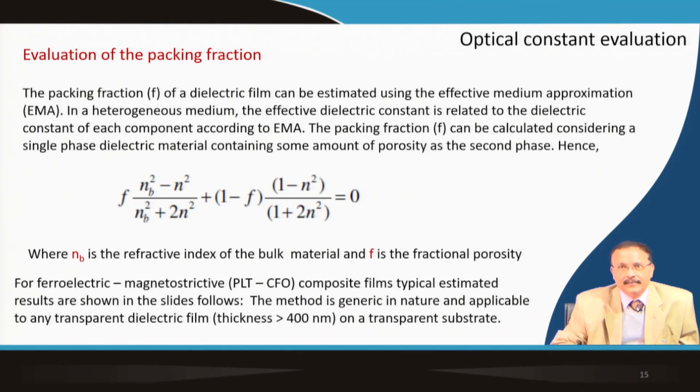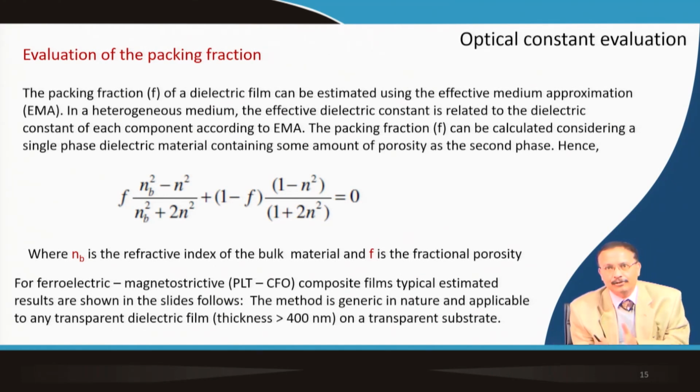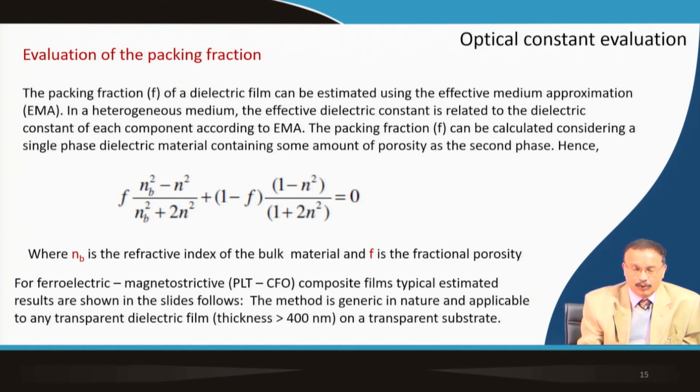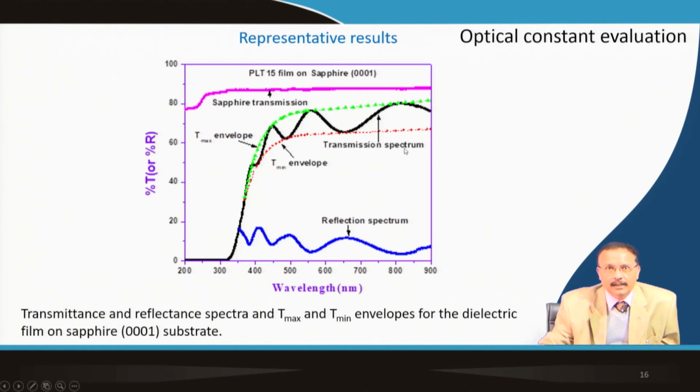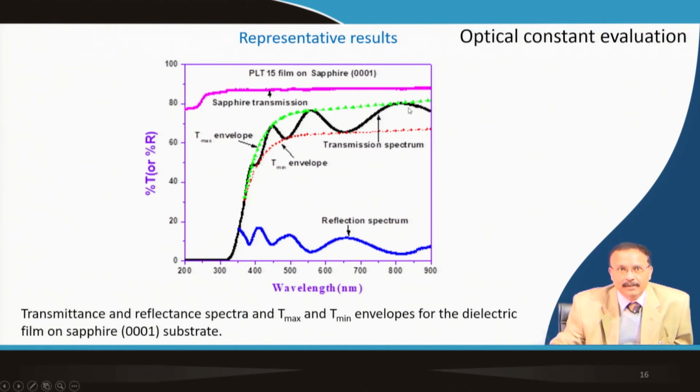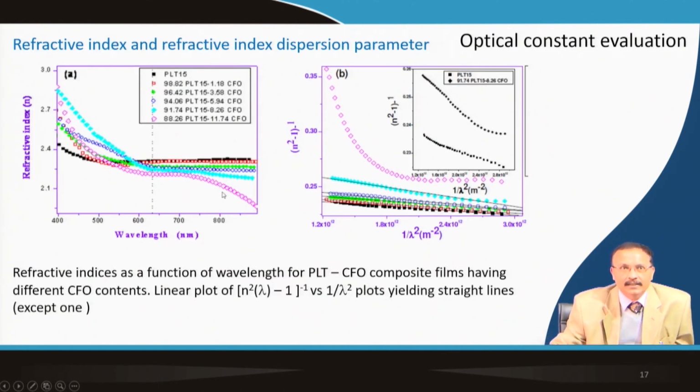So, this basics we have used to calculate the optical constants for a complicated film that was deposited, and it is a ferroelectric and magnetostrictive kind of composite film for a particular application. So, we got the transmittance pattern like this, and then we made this envelope as already I have described, and then we estimated the refractive index as a function of wavelength. You can see for a variety of compositions how the value of n is changing.